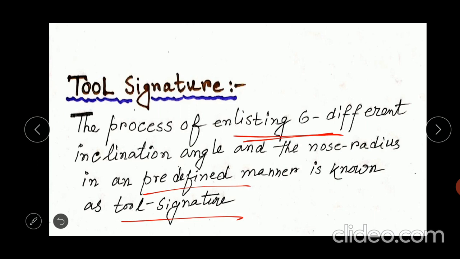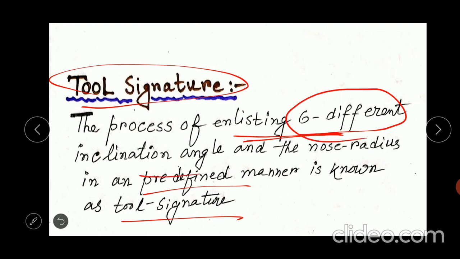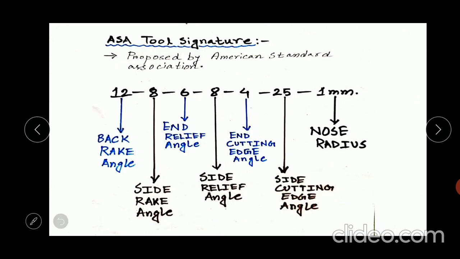Whenever you go to the market and buy something like an electronic or electrical part, you go through the specification first. So in the workshop, if you are going to perform a particular job, you have to select a proper cutting tool. So you have to learn the tool signature first, what the tool signature signifies. It is the way to enlist the 6 different inclination angles and the nose radius in a particular manner.